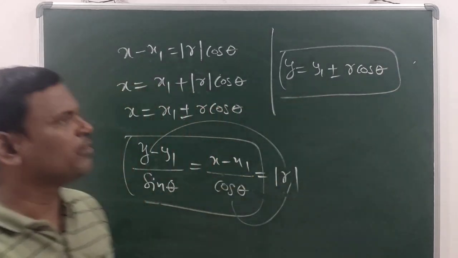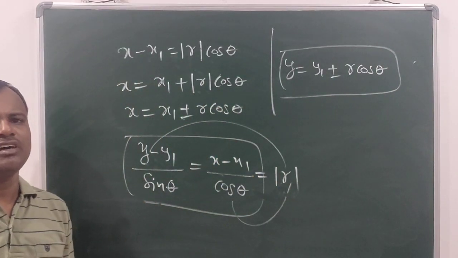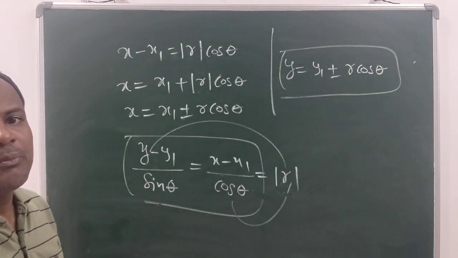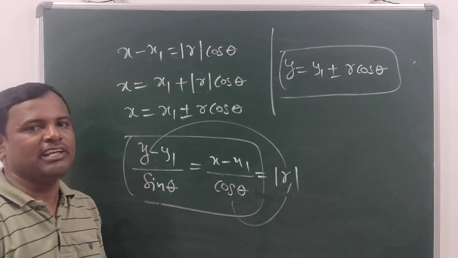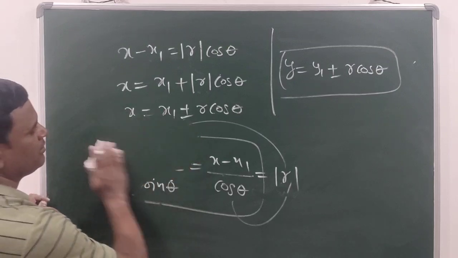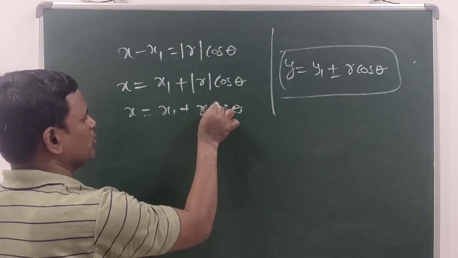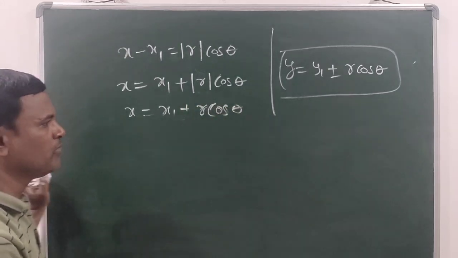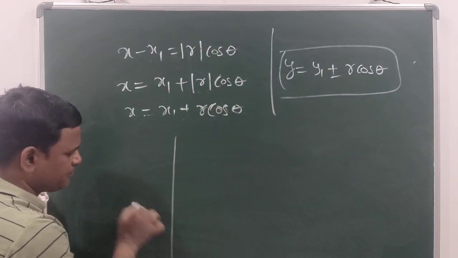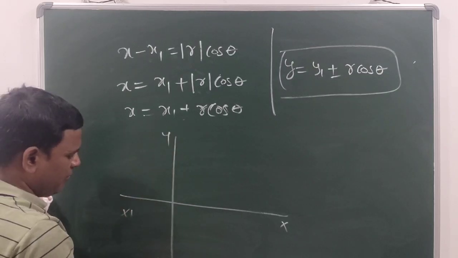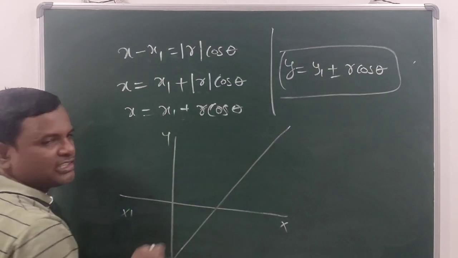Okay, students, y equal to y1 plus or minus r sin theta. So, this represents what? Parametric form of line equations. Okay, where we have to use these formulas, I will explain to you. See, students, x, x dash, y, y dash. One line is moving like this.